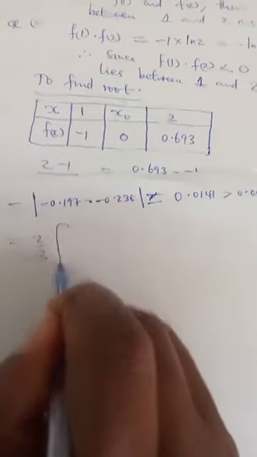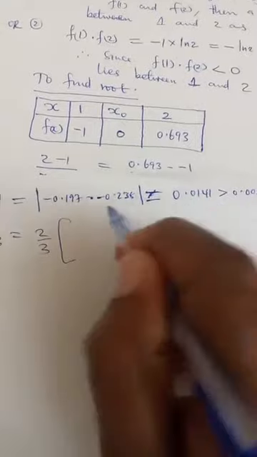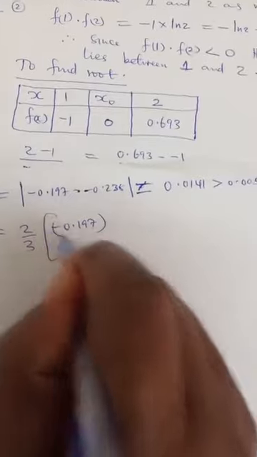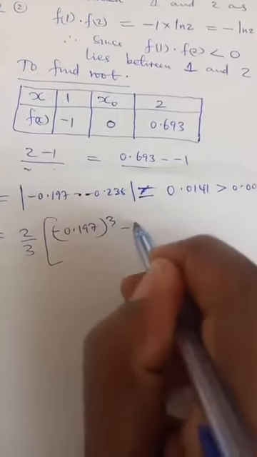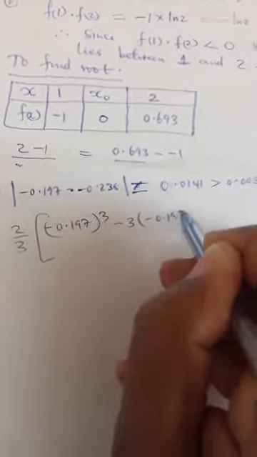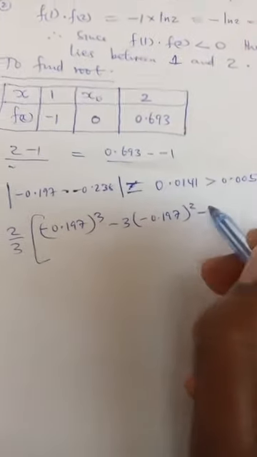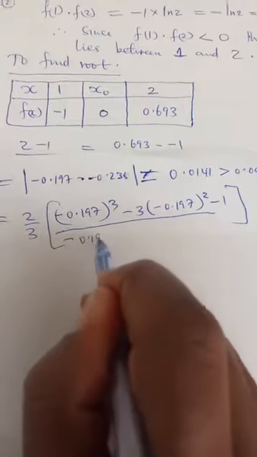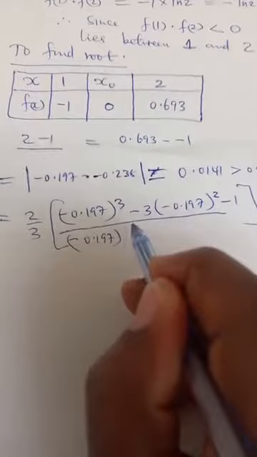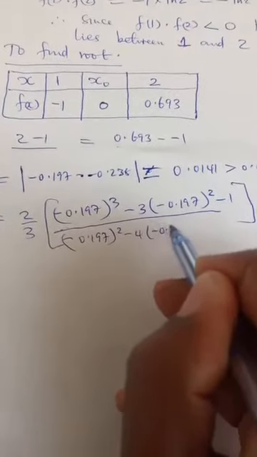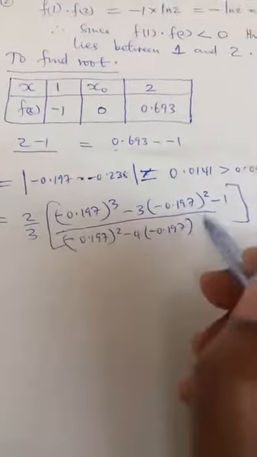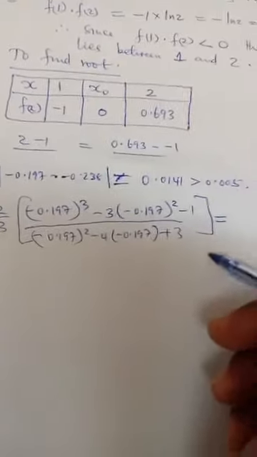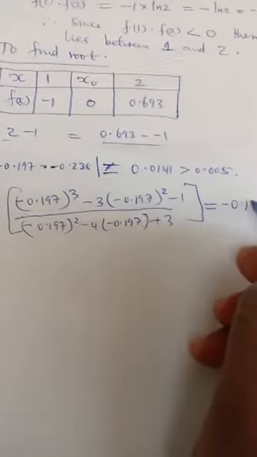This is 2 out of 3 into, we are feeding in our negative 0.197. This is cubed minus 3 into negative 0.197 squared minus 1, everything over negative 0.197 squared minus 4 into negative 0.197 plus 3. If you compute this, and I ask you to compute, you get negative 0.196.